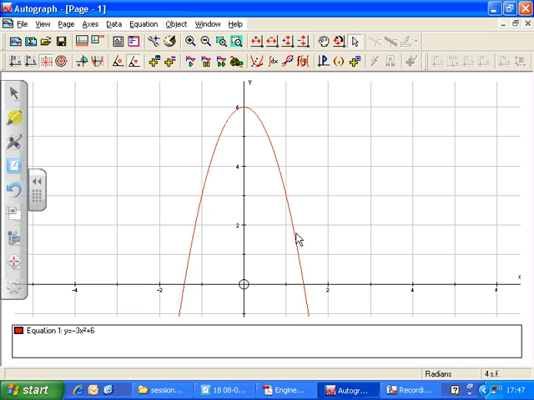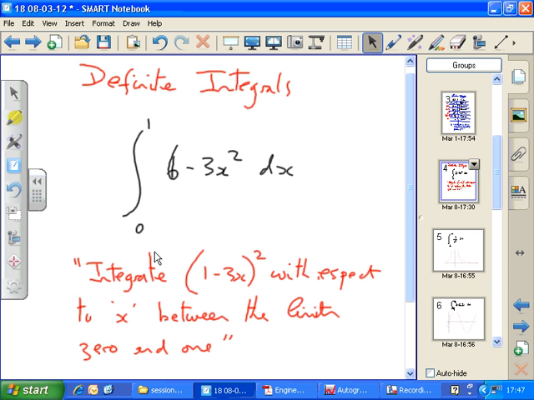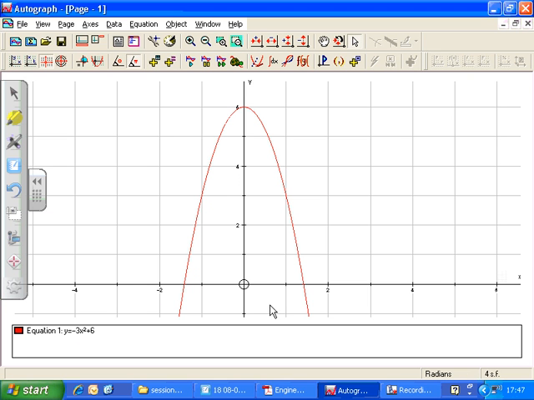If we look at this, I'm finding the area under the curve, and this is the x value, so I'm integrating between 0 and 1. Let's go back to the function. I'm integrating with respect to x between 0 and 1, and that means I'm going to put the values of x equals 0 and x equals 1 in, and that will give me the area underneath this curve between those 2 points. So let's go back to autograph.